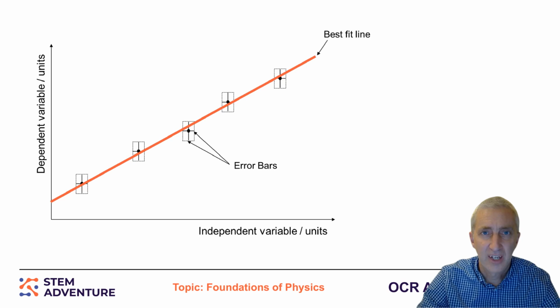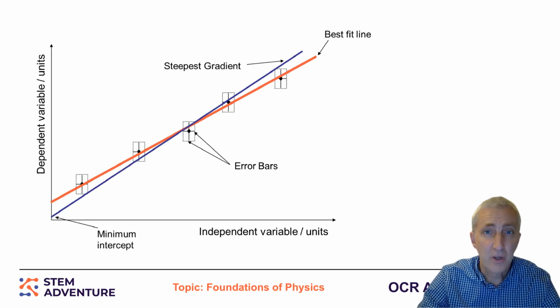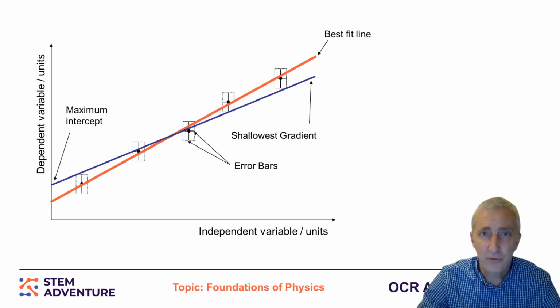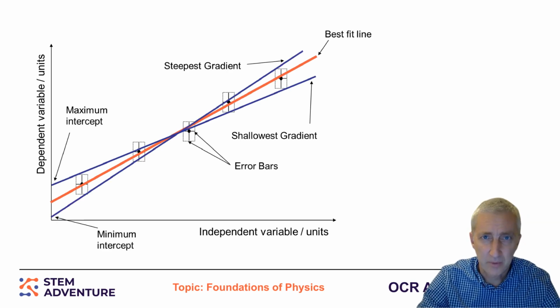The best fit line needs to go as close to all points as possible and through all error bars. Also remember the best fit line doesn't have to be straight. We are using a straight example here so we can show error gradients, etc. We can draw a maximum gradient and a minimum gradient, and these also need to go through the error bars. And use these to calculate the error in the gradient.